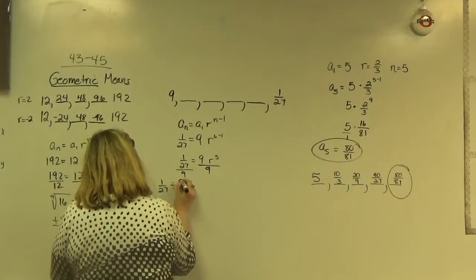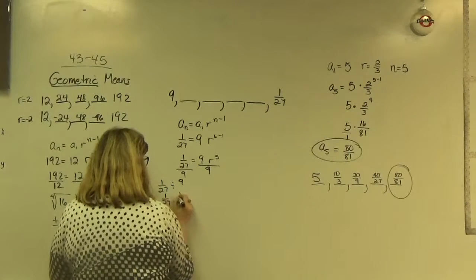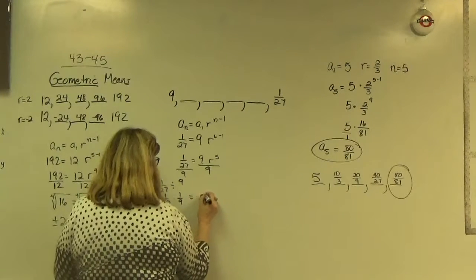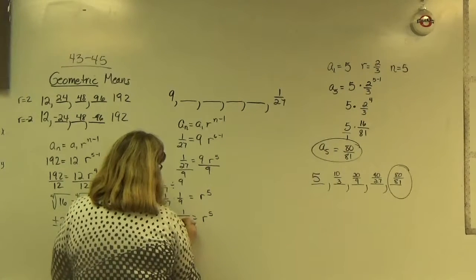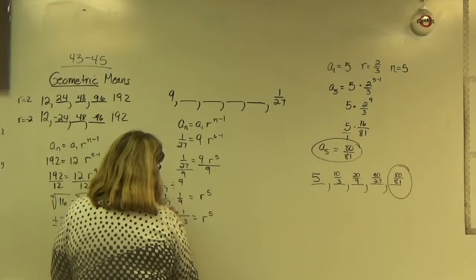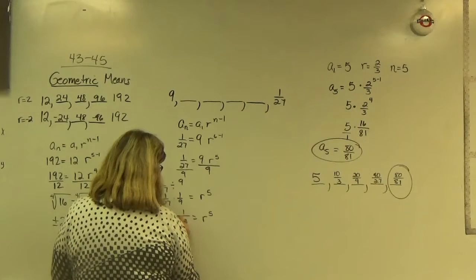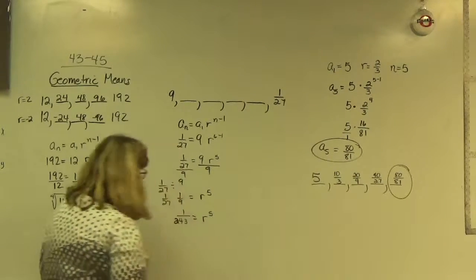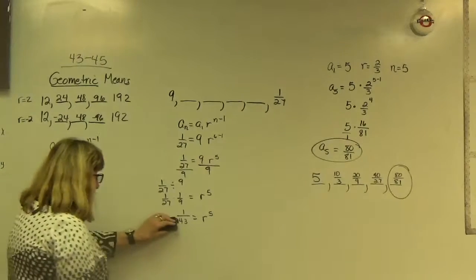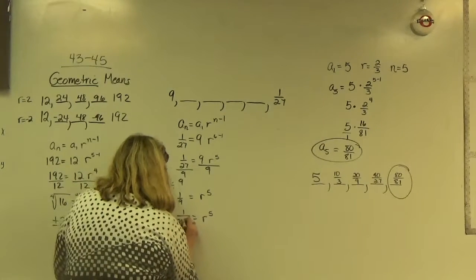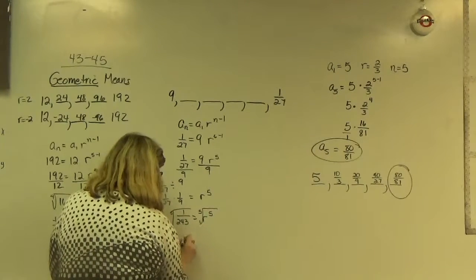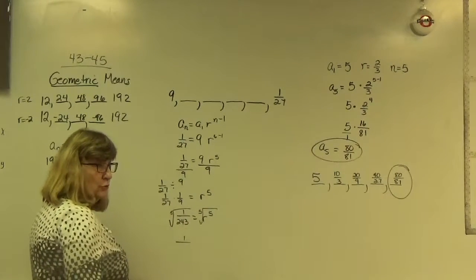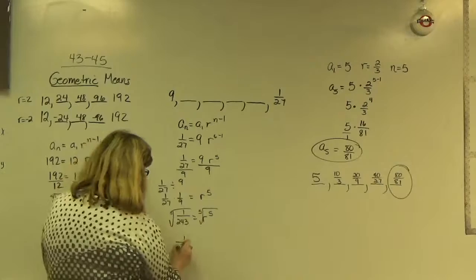1/27 divided by 9. When you divide with fractions, you invert and multiply. So I'm going to end up with 1 over 243. So now what do I do to find the ratio? Take the 5th root. I know the fifth root of 1 is 1, so all I need to find is the fifth root of 243. I believe that's 3.